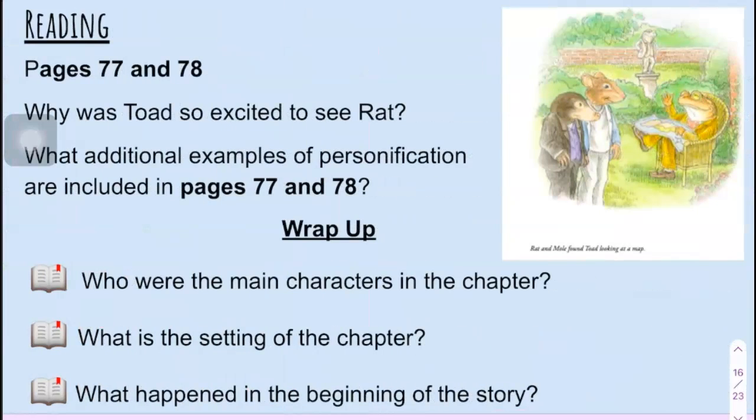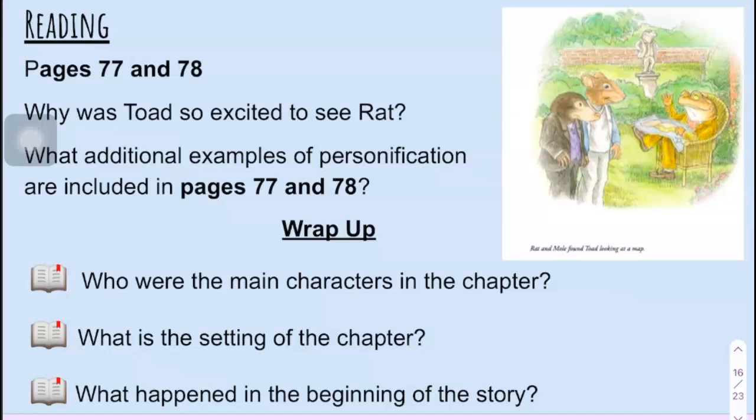Let's turn to pages 77 and 78. As you read, think about why was Toad so excited to see Rat? And are there any other examples of personification on these pages? Go ahead and pause the video and read page 77. Toad was excited to see Rat because Toad was just about to send a boat down the river for Rat to bring him to Toad. So he's happy to see him. And some additional examples of personification might be Toad sitting in the wicker chair. He's reading a map, and he jumps up to shake the paws of Rat and Mole.